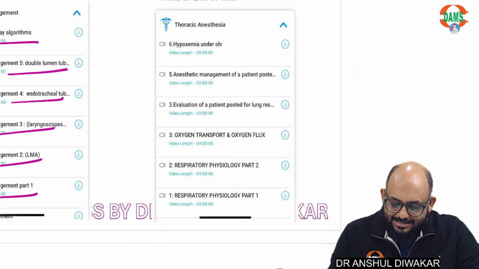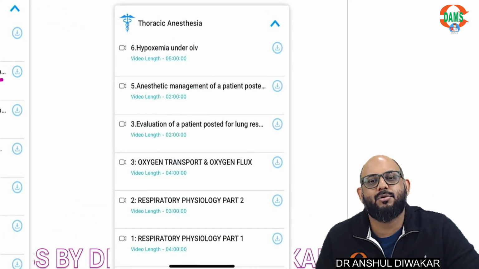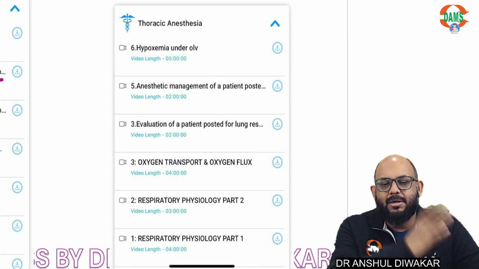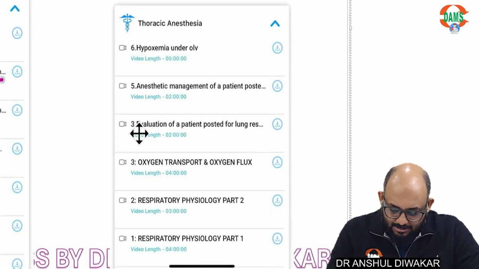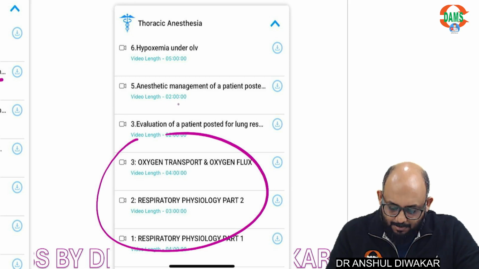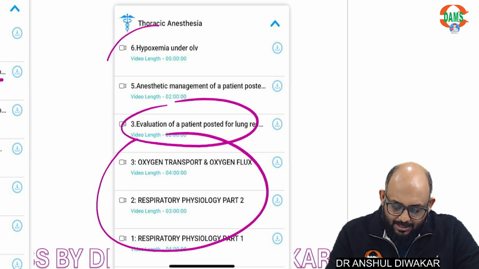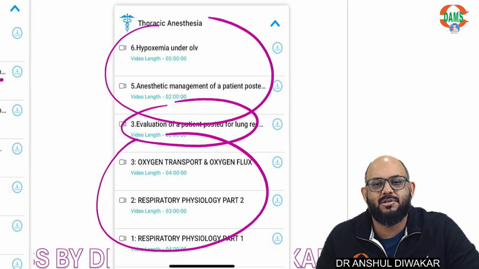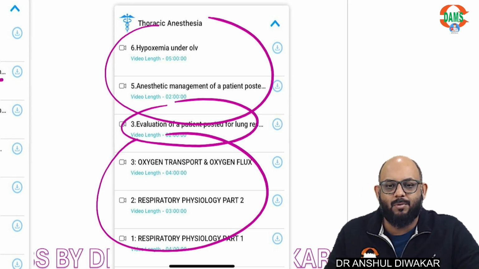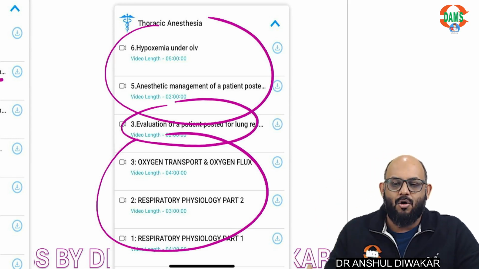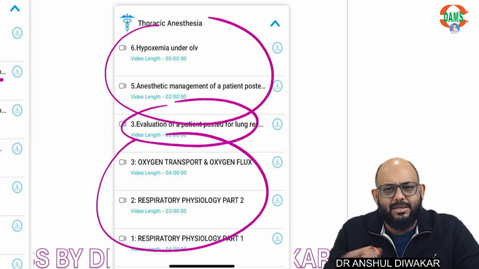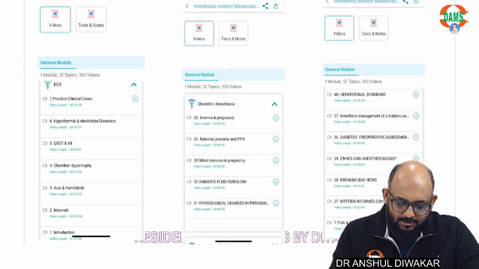If you see thoracic anesthesia, you want to know everything about thoracic anesthesia at one place, but it is divided into three different parts. There is the part of the physiology, then there is a part of preoperative evaluation, and then there are the parts of thoracic anesthesia that are asked in the exam. So everything at one place. You discuss the physiology, oxygen transport, flux. All of these are very important exam questions.